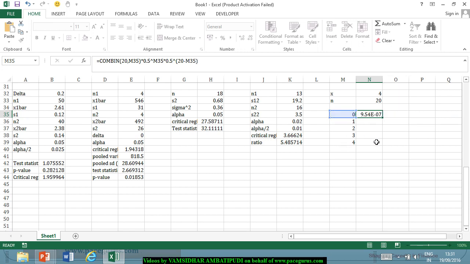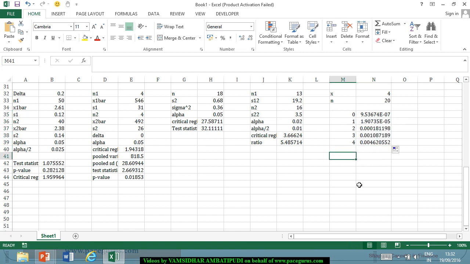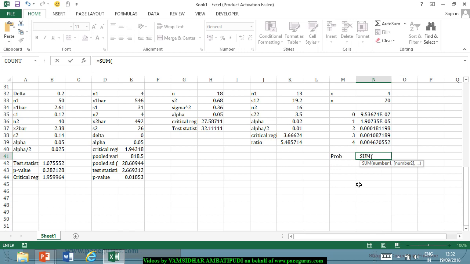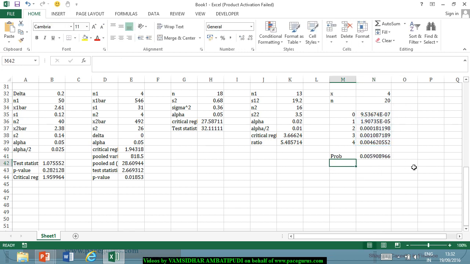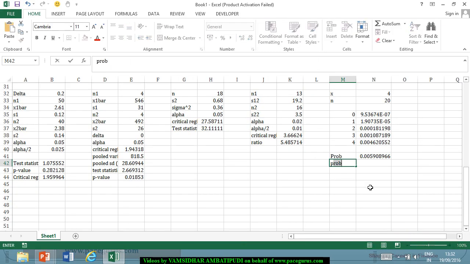The probability that x is less than or equal to 4 is the summation of all these terms, which works out as 0.0059. If I want to find my p-value, I'll take double of it. So the p-value computation in this case becomes twice this, which is around 1.18%.